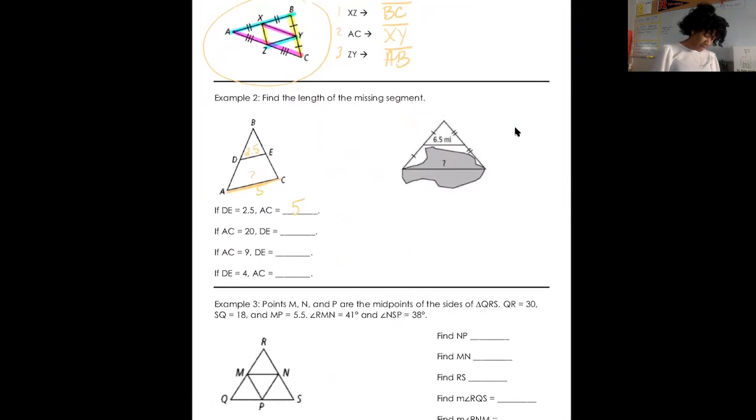AC would have to be 5. If you cut AC in half, you cut 5 in half, you get 2.5. Again, it works both ways. I'm going to erase this so that I can make it clear for you for the next one.